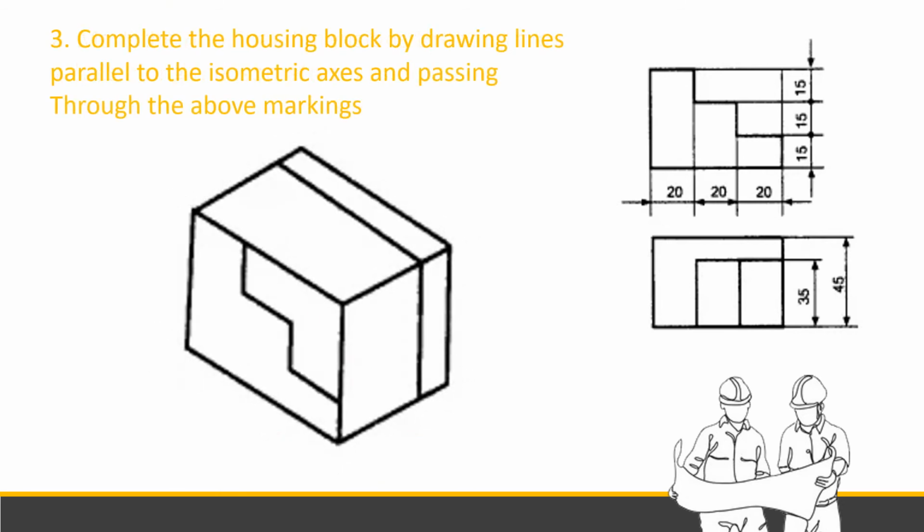So to complete the housing block, draw lines parallel to the isometric axis and passing through the above markings. Using the orthographic projection, you will now draw the other lines. So this is 15, and then 20, 15, 20, 15. This is 35 minus 45 is 10. So meron kang 10 dito. Yan na yung mga further detail nung isometric drawing mo.